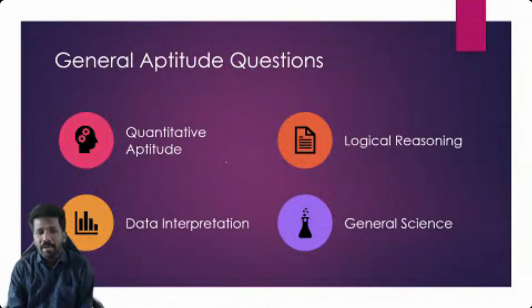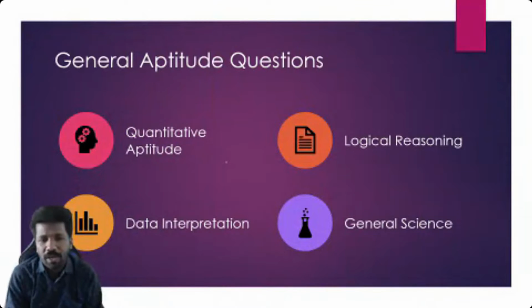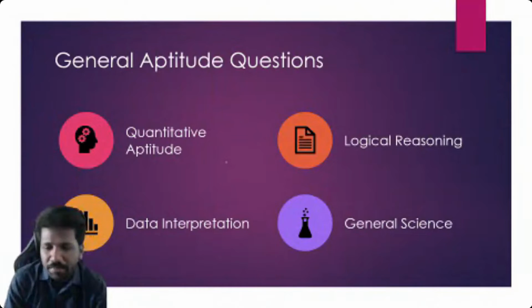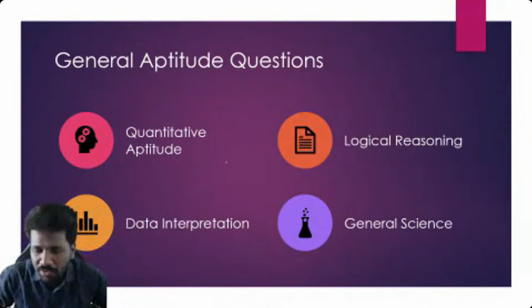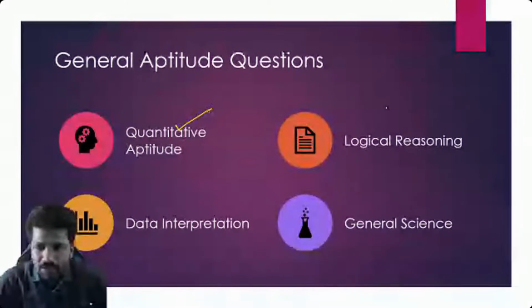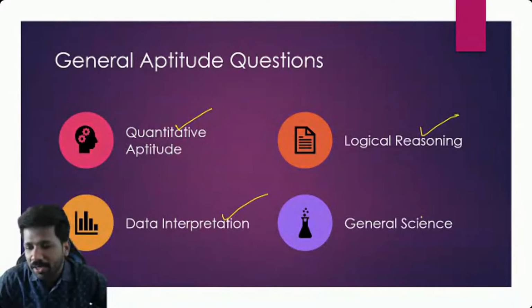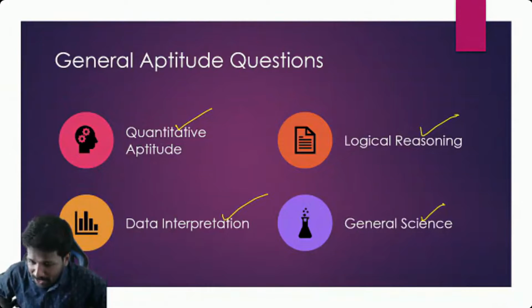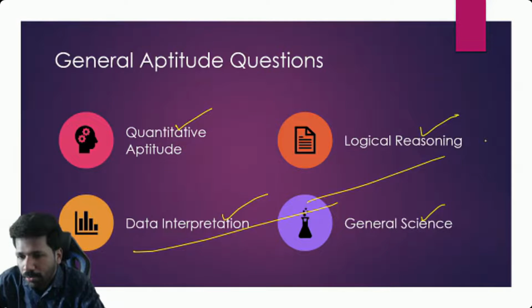In general aptitude, the syllabus can be divided into 4 units: quantitative aptitude, logical reasoning, data interpretation and general science. Maximum questions come from the quantitative aptitude unit. Second is logical reasoning, third is data interpretation, and fourth is general science. In the last exams, in most of the papers, no question was asked in general science, so nowadays it is a topic that is not asked at all. But the other three units are very important.